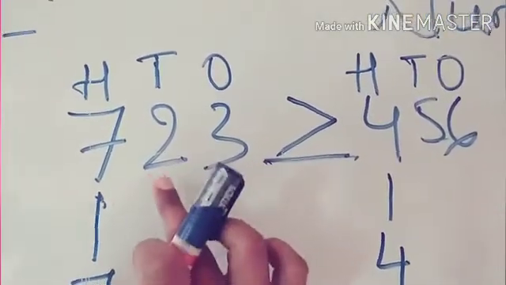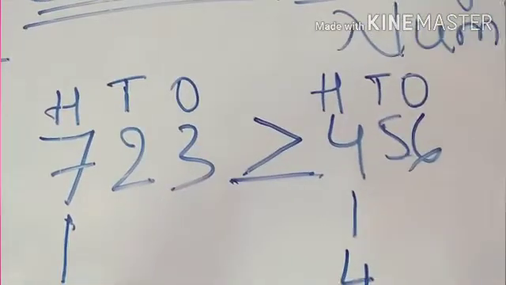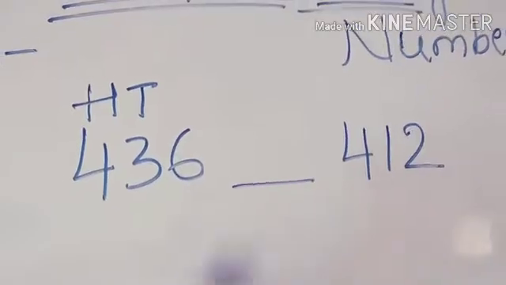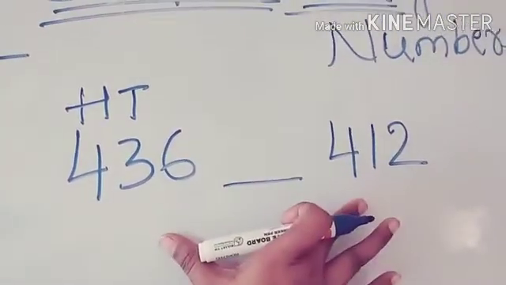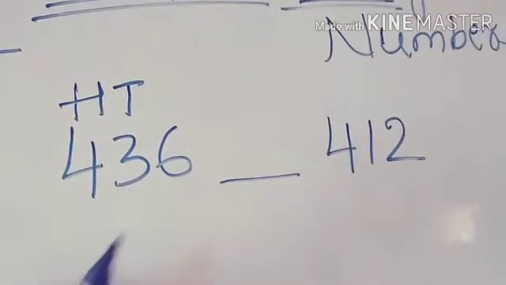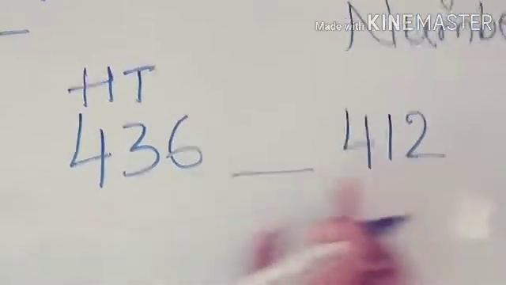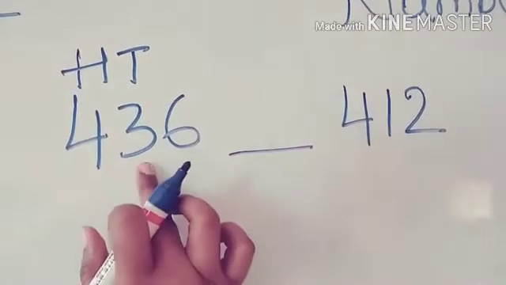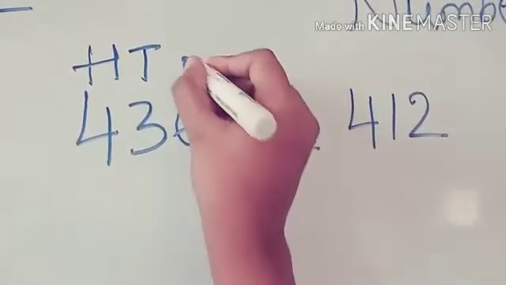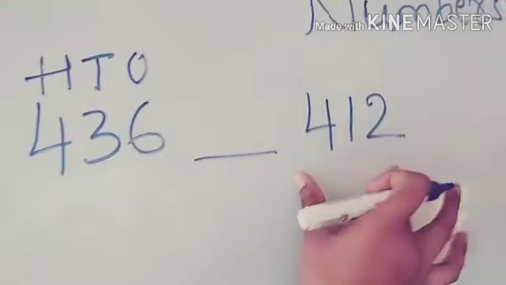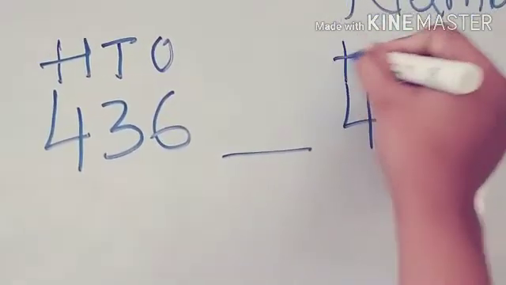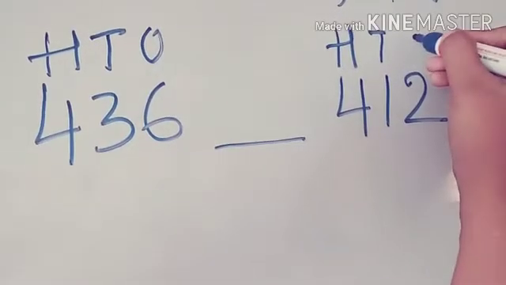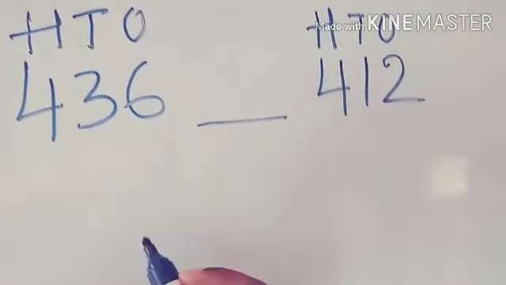So 723 is a bigger number. Understood children? Students, look at this example. Here we have 3-digit numbers 436 and 412. 4 is in the hundreds place, 3 is in the tens place, and 6 is in the ones place. In this number, 4 is in the hundreds place, 1 is in the tens place, and 2 is in the ones place.